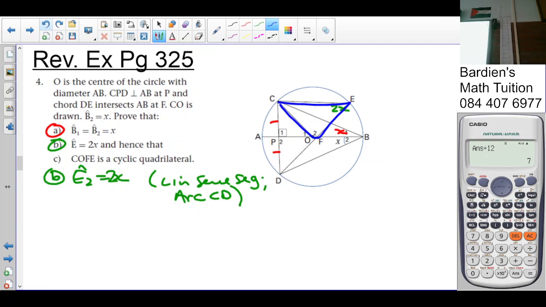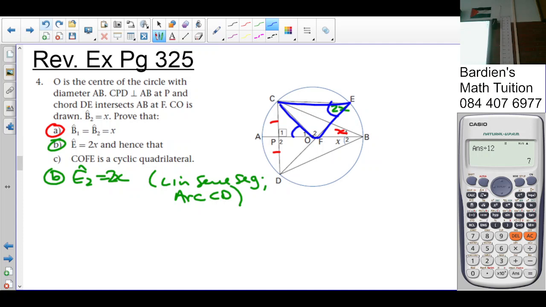Now, to prove cyclic chords there are three ways. Exterior angle is equal to the interior opposite, the one I'm going to use here. Equal angles subtended by the same chord. And the third one is that opposite angles are supplementary. As you can see here, that angle is already marked as 2x. If I can prove that O1 is 2x, I've done the job. Not so?